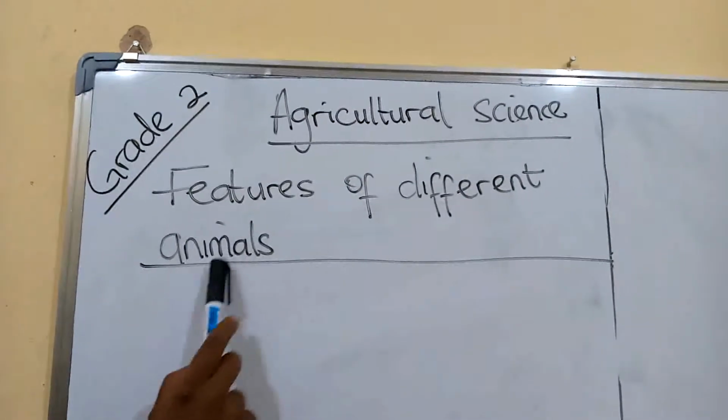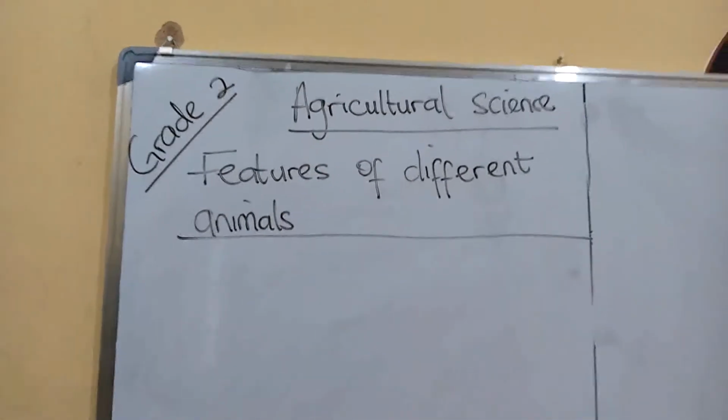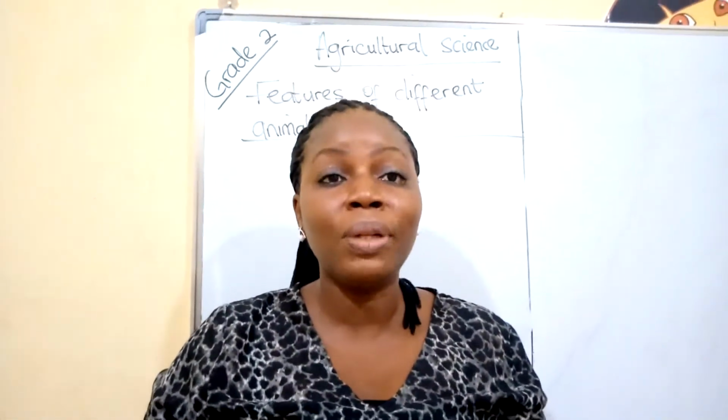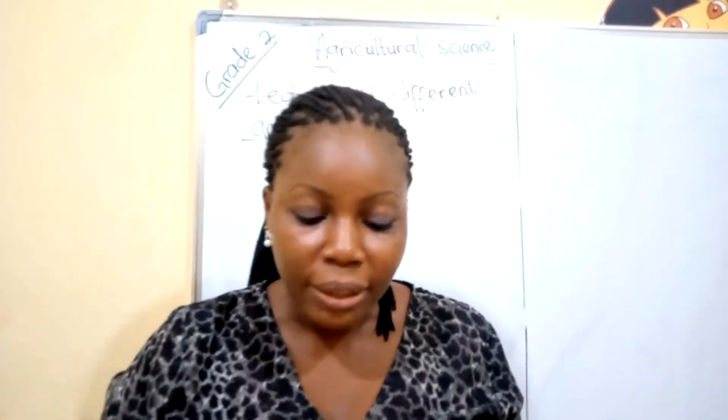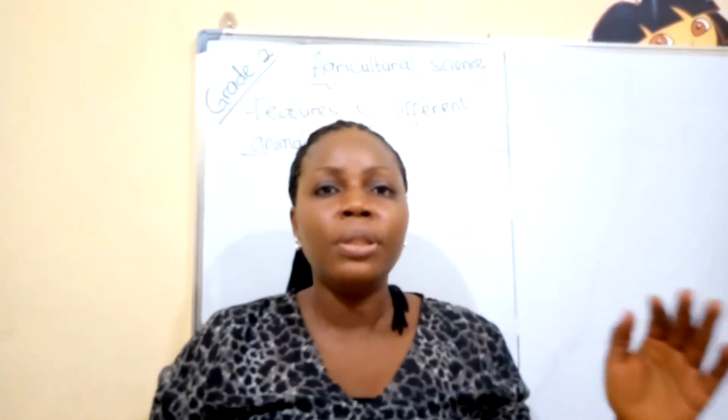Features of different animals. There are some animals that have scale, and there are some that have feathers, and there are some also that have hair, which is also known as fur. Now we are going to list these animals according to these categories.